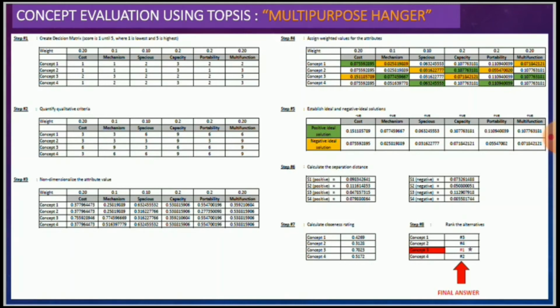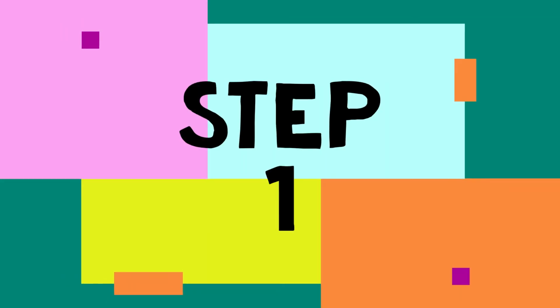In this step we have clustered them into two parts: the separation distance of the positive ideal solution and the separation distance of the negative ideal solution. In step number 7, we have to calculate the closeness rating for each of the concepts. And last but not least, in step number 8 we come out with the rank of the concepts.